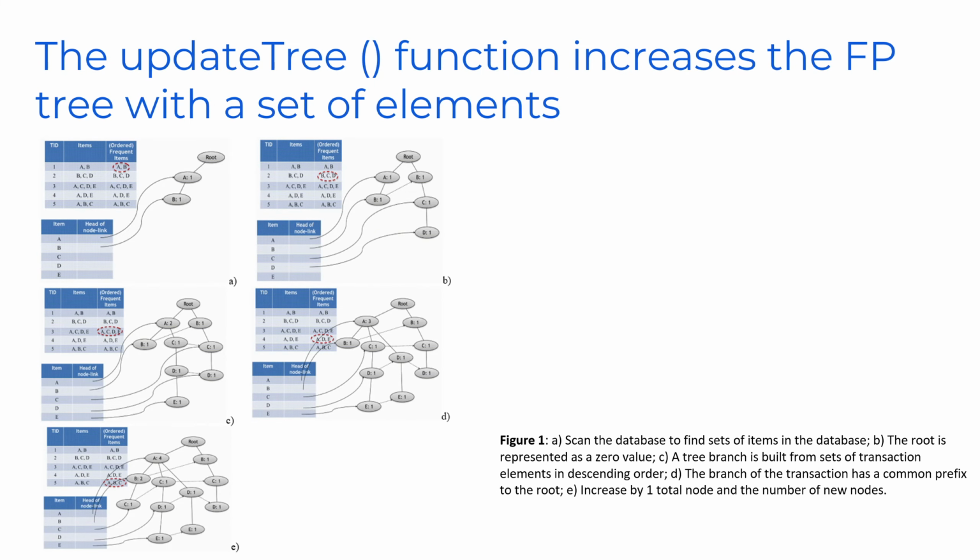The updateTree function increases the FP tree with a set of elements. Figure 1. A. Scan the database to find sets of items in the database. B. The root is represented as a zero value. C. A tree branch is built from sets of transaction elements in descending order. D. The branch of the transaction has a common prefix with the root. And E. Increase the total count by one, along with the number of new nodes.